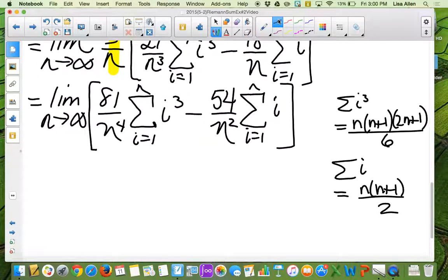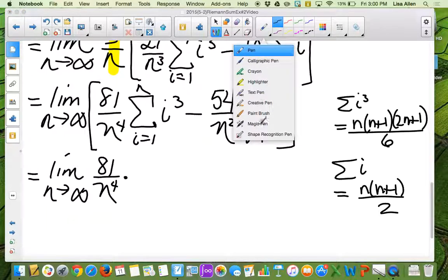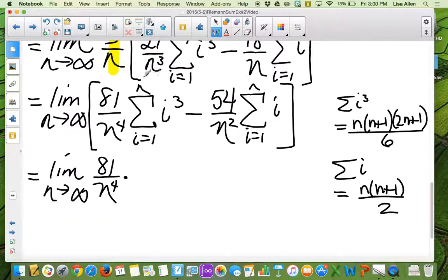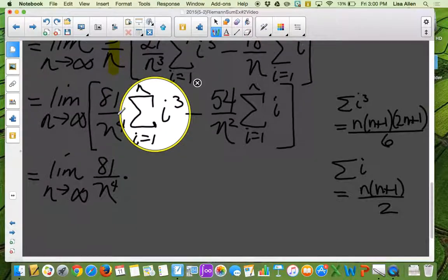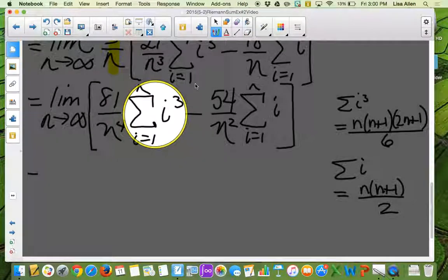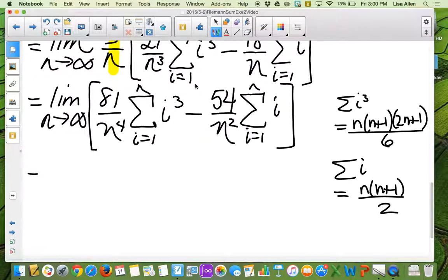So now we have the limit as n approaches infinity of 81 over n to the 4th power times this expression. Let's do the magic pen. So this expression that you see here is then going to turn into, do that. I think I can undo that. Oh, cross the X. That will then turn into, how do you like that spotlight?